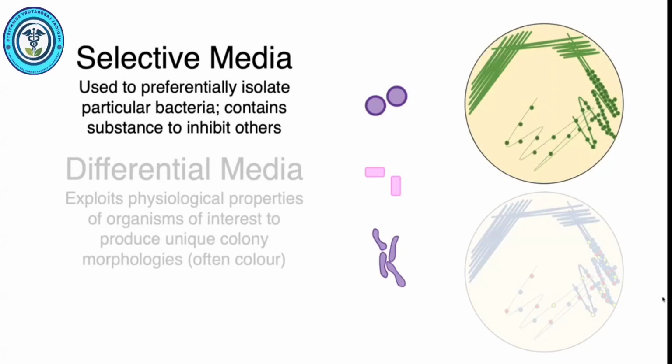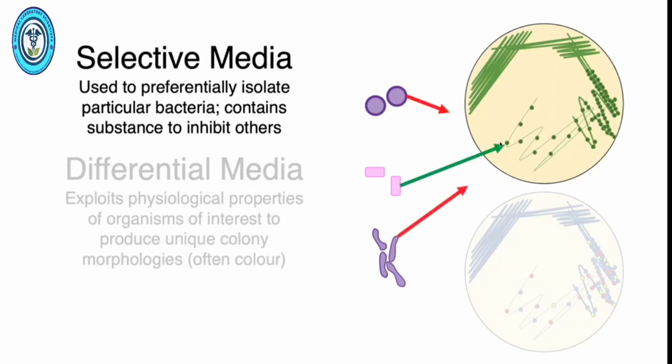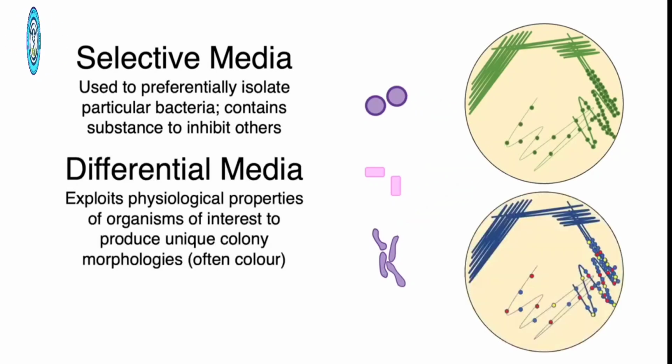In this example here, we have 3 different bacterial species: a gram-positive cocci, gram-negative rods, and a gram-positive rod. And you can see when we plate those onto this selective media, only the gram-negative rods are able to grow, forming these green colonies.